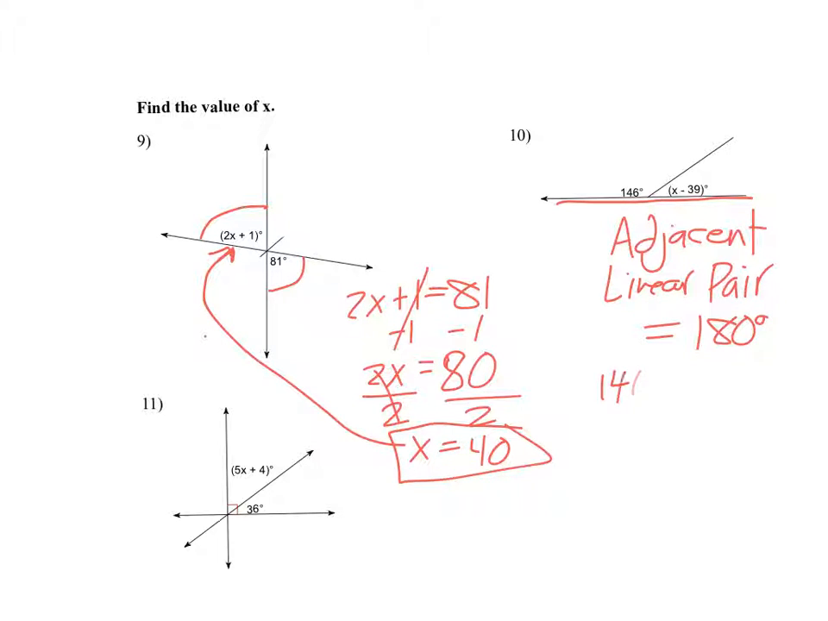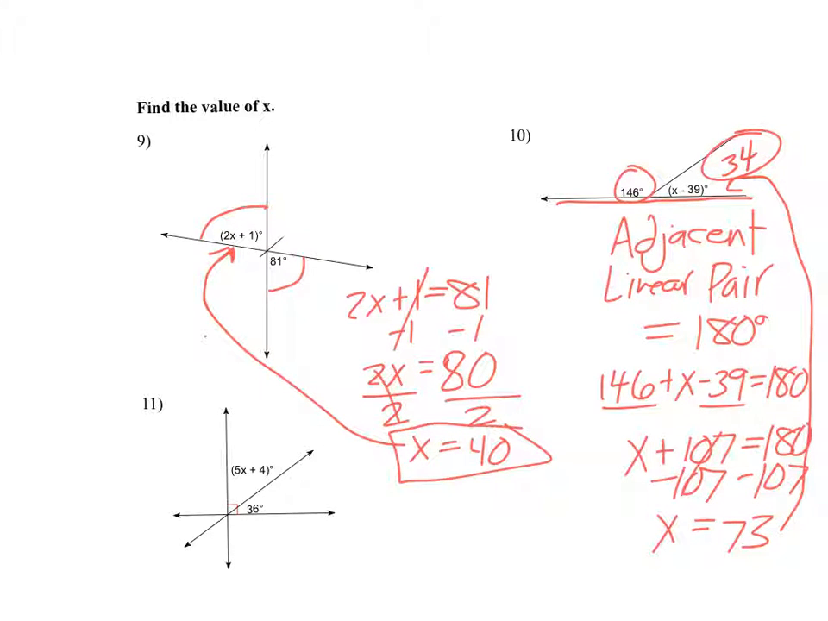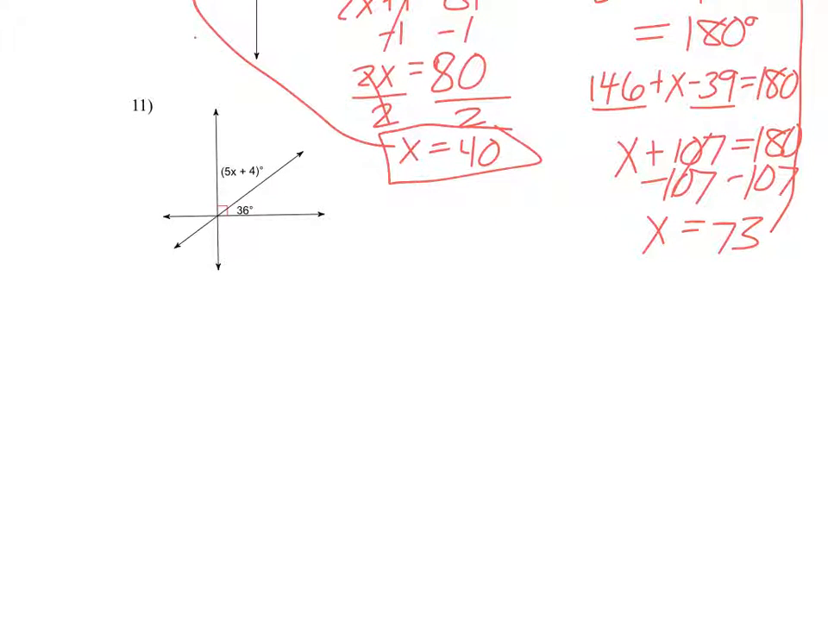So that means 146 plus x minus 39 equals 180. If I combine those, that's 107. Then I subtract 107 from both sides. If I do that, then I get x is, what, 73? And again, you can go back and plug it in and make sure it works. So if I take 73, plug it in, 73 minus 39 is 34. And if I do 34 and 146, that equals 180. So that works. All right, last one.